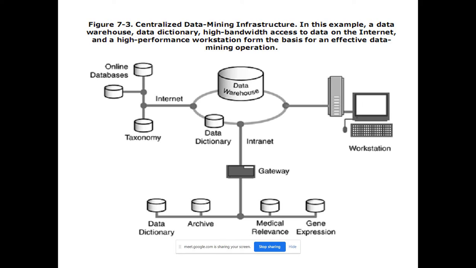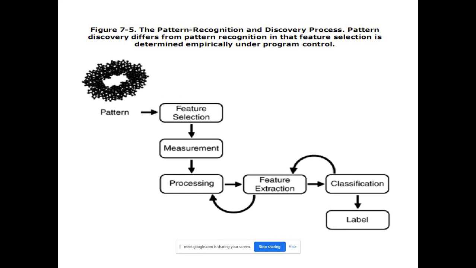So using the data dictionary, we use the data warehouse approach to separate the data. On the basis of that, we have different kinds of data like medical relevance, gene expression, and then the use of computational tools, and the use of a high performance workstation for effective data mining operations. If we want to mine a large amount of data, we should have a high performance computing system.